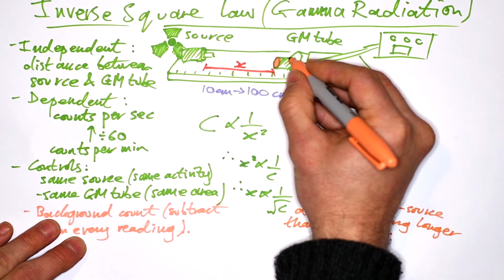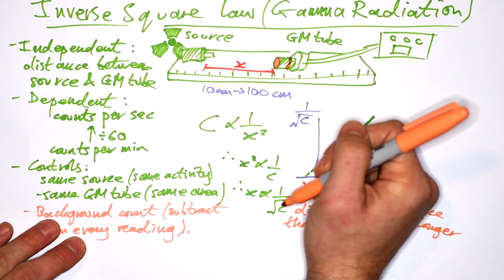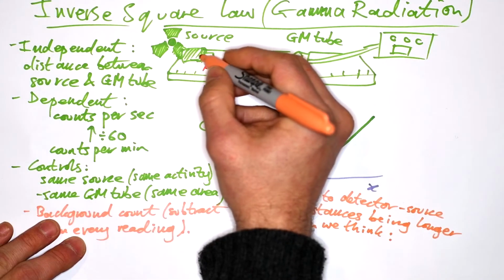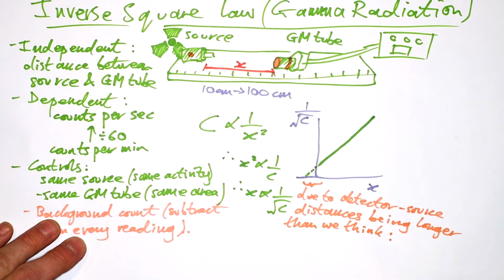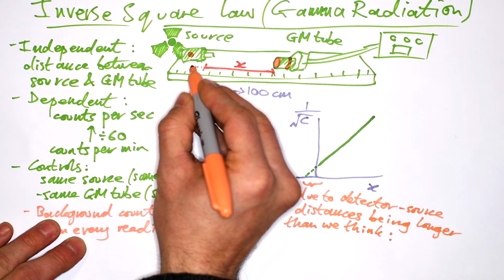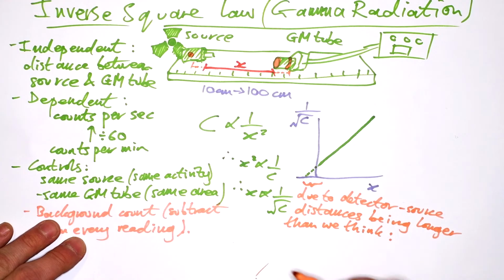Well, it probably means that the actual detector for the GM tube is not at the end there. And it probably means the source isn't going to be at the edge here. The source is probably going to be back here. And so actually, in reality, our distances should have been like that. And so if you find this, then you can actually find out how much bigger your distances should have been.